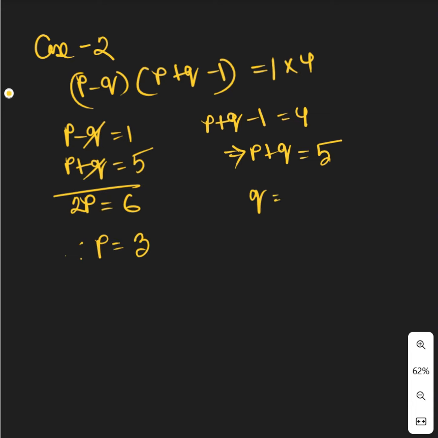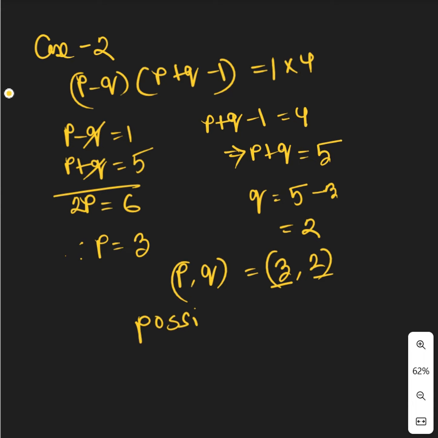Now time to check the value of Q is equal to 5 minus 3. So it will be 2. So P comma Q is equal to 3, 2. So both are positive integers. So we have to find the value of X and Y instead of P and Q, of course. So this is actually a positive integer. So this is possible to find out the value. So write down, possible to find out the value.